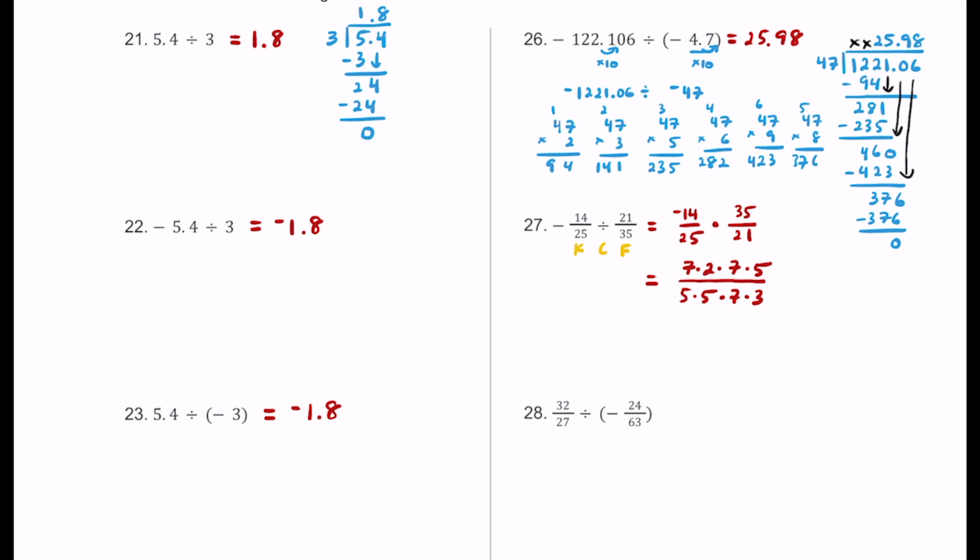Now in terms of what can cross cancel here, well, we can go ahead and cross cancel this 7 with this 7 and this 5 with this 5. So on top we're left with 2 times 7, that's going to equal 14 on top. And then we have this 5 times 3 on bottom, and that's going to be 15. So it's going to be 14 over 15. Now, remember how we were ignoring this negative earlier? Well, a negative divided by a positive is going to be a negative. So we have negative 14 15ths for our quotient.